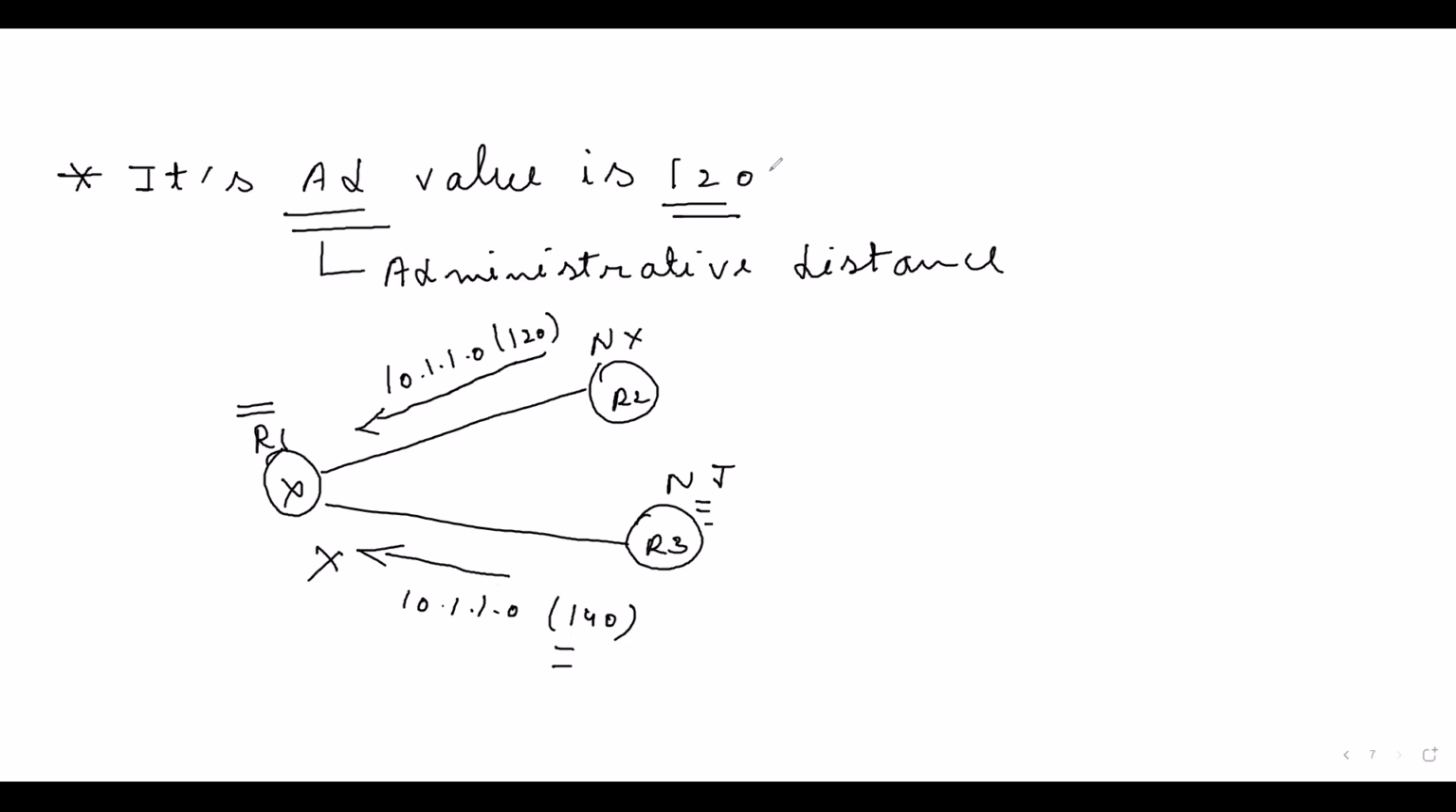Every protocol has an AD value. OSPF has AD value 110. EIGRP's AD value is 90. So if OSPF is running here and EIGRP is running here, this router will take the EIGRP route, not OSPF, because of the AD value. So always the lowest AD value is the most trustworthy.